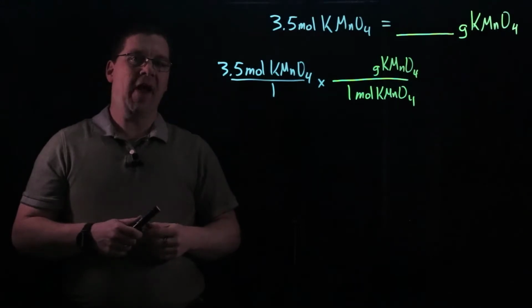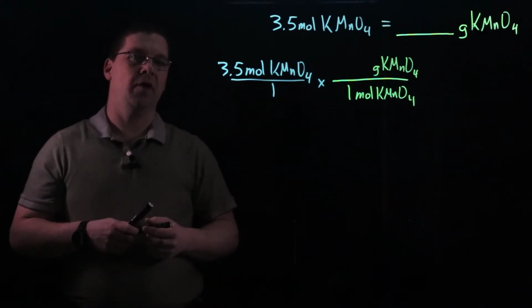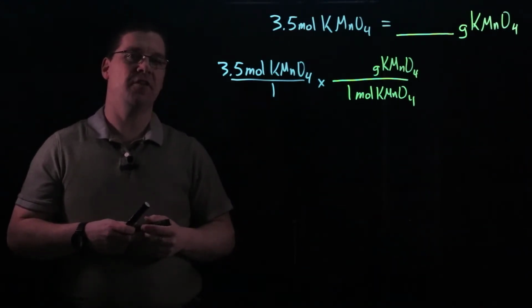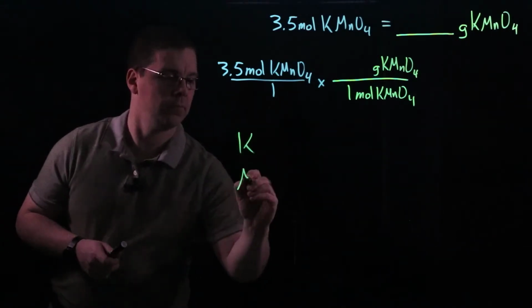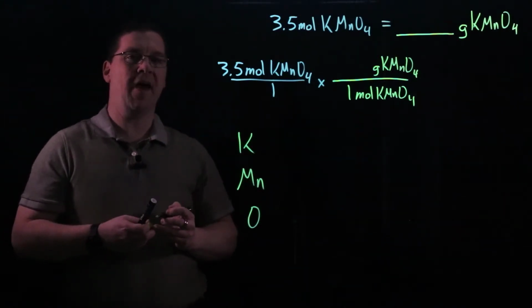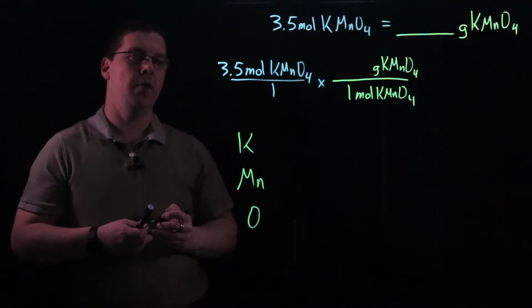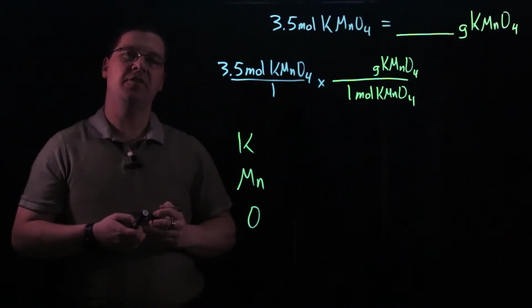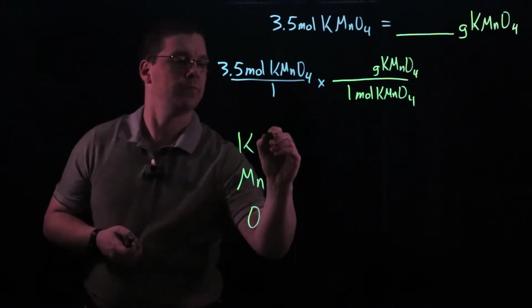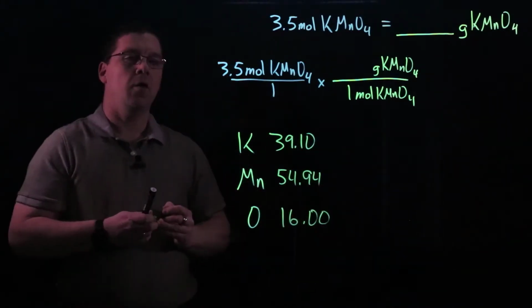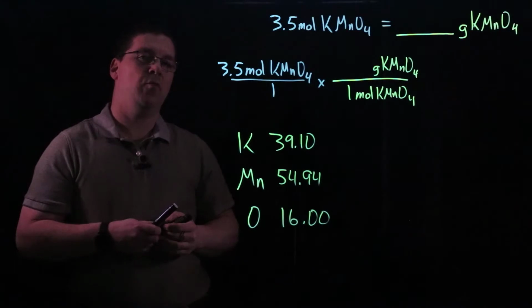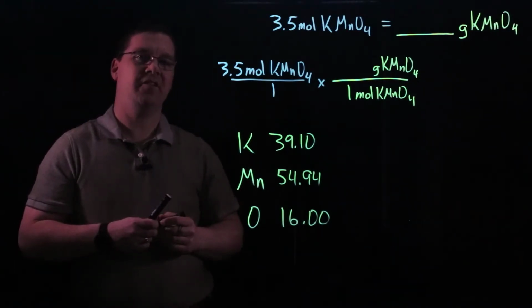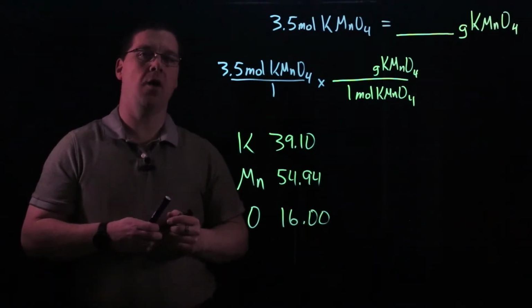To find the molar mass, I need to go to the periodic table and find the atomic masses for each of the elements involved. Potassium has a mass of 39.10, manganese is 54.94, and oxygen is 16.00. Looking at the formula for potassium permanganate, I can see that there's 1 potassium, 1 manganese, and 4 oxygens.